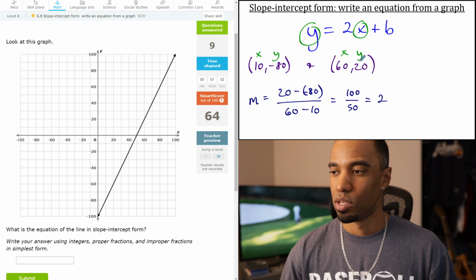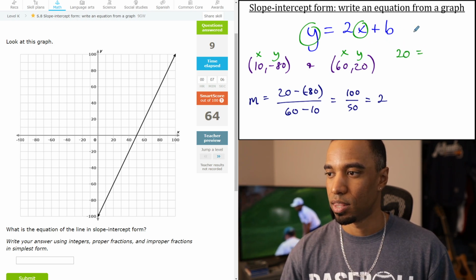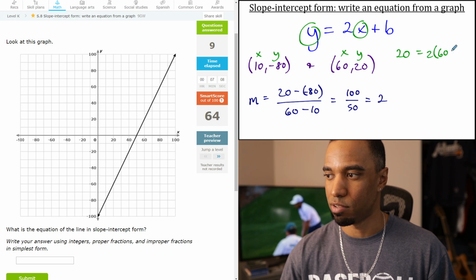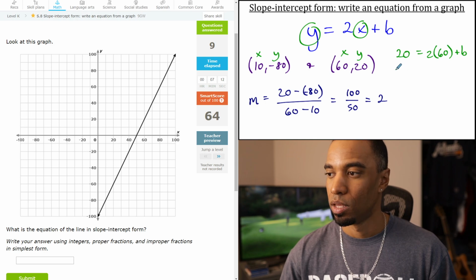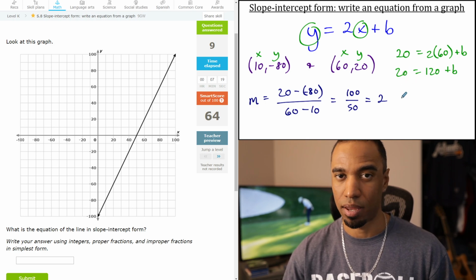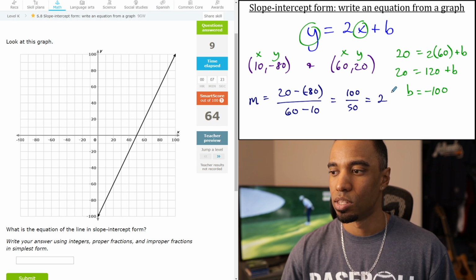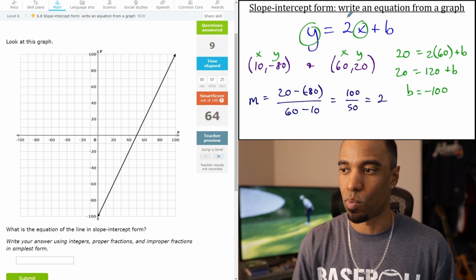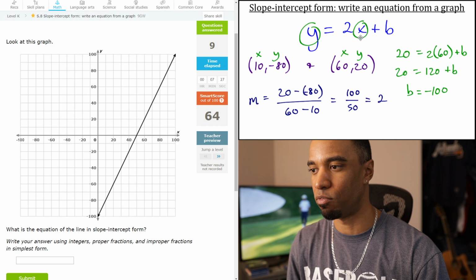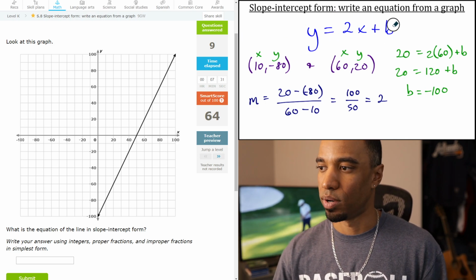So for 20 for y, I'm going to have an equation that says 20 equals, there's my 2 slope, here's my 60 for x, and plus b. I'm going to solve for b. 20 equals 120 plus b. And if I subtract 120 from both sides, 20 minus 120 is negative 100. So b equals negative 100. Therefore, my equation is y equals 2x plus negative 100, or y equals 2x minus 100.